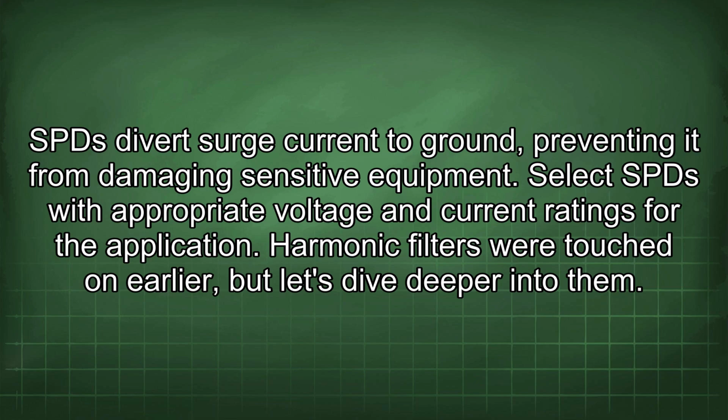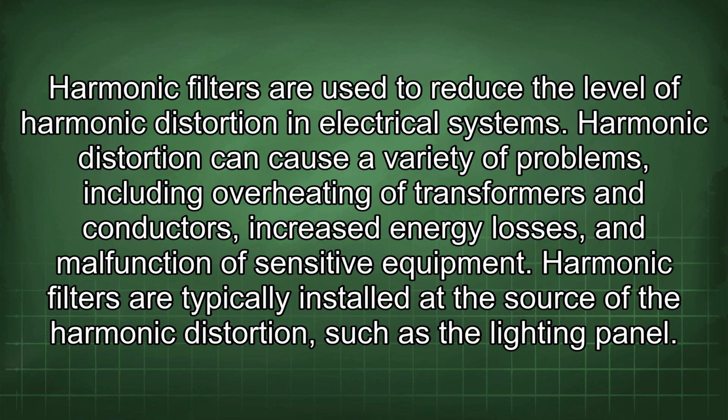Harmonic filters were touched on earlier, but let's dive deeper into them. Harmonic filters are used to reduce the level of harmonic distortion in electrical systems. Harmonic distortion can cause a variety of problems, including overheating of transformers and conductors, increased energy losses, and malfunction of sensitive equipment. Harmonic filters are typically installed at the source of the harmonic distortion, such as the lighting panel.